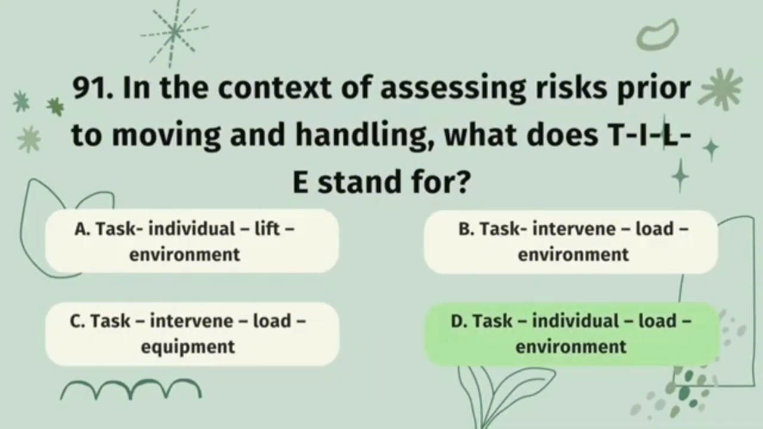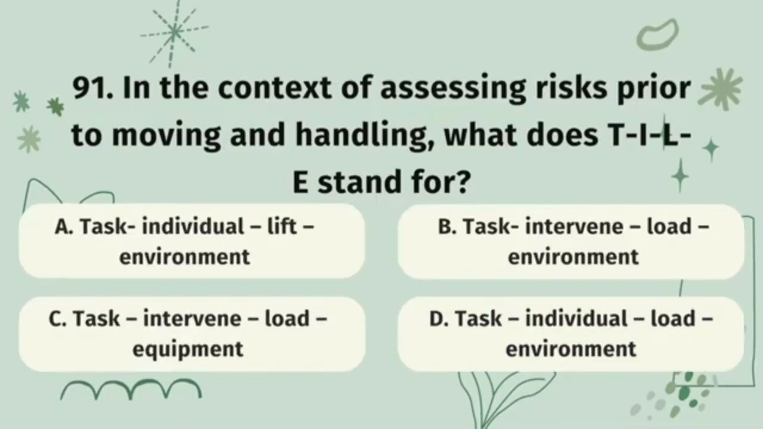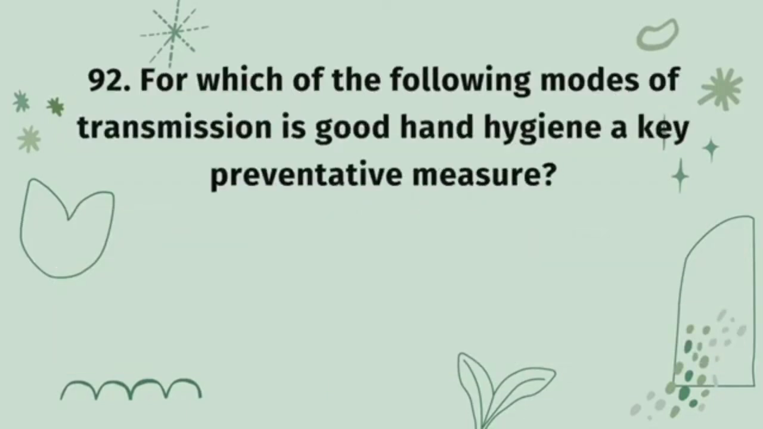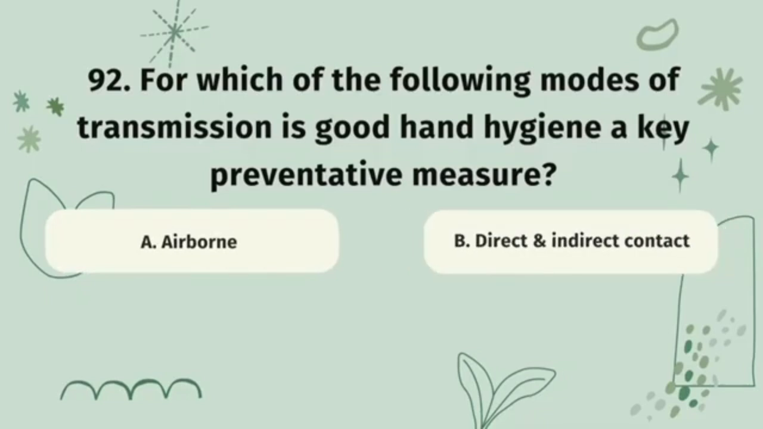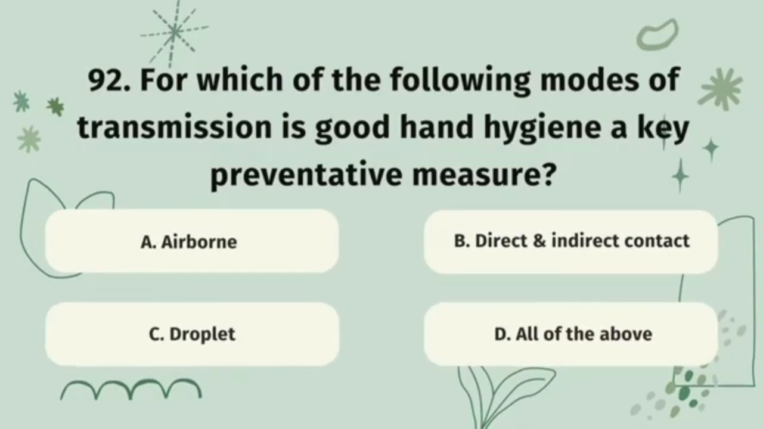The correct answer is D. Question 92. For which of the following modes of transmission is good hand hygiene a key preventative measure? Option A, airborne. Option B, direct and indirect contact. Option C, droplet. Option D, all of the above.